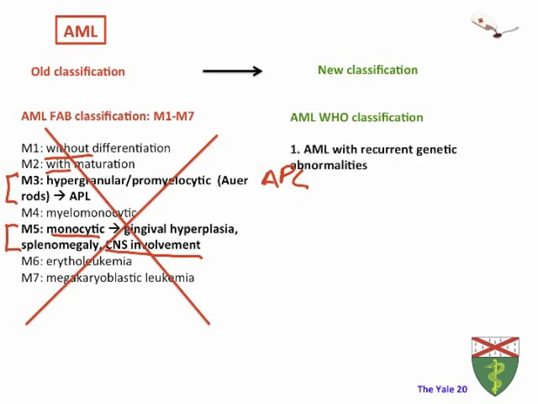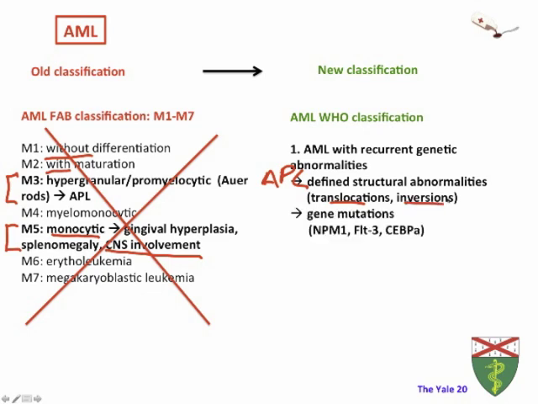First one is AML with recurrent genetic abnormalities. So we look at defined structural abnormalities, translocations, inversions of chromosomes. We look at gene mutations. Mostly 3 genes are of major importance. We're going to talk a little bit about those 3 genes. It's NPM1, FLT3, and CEBP alpha. You will hear those genes quite often on the leukemia ward.